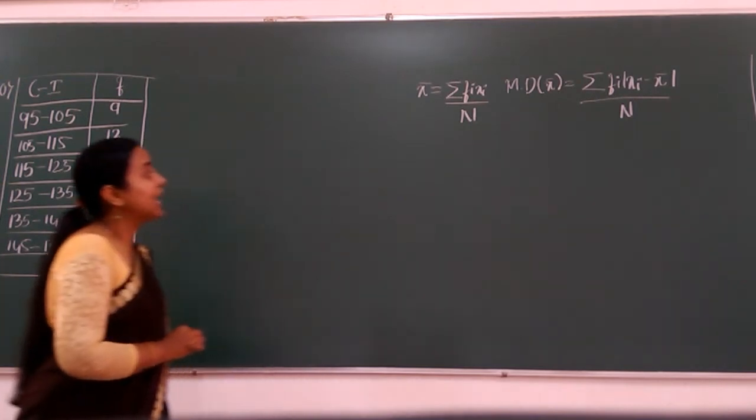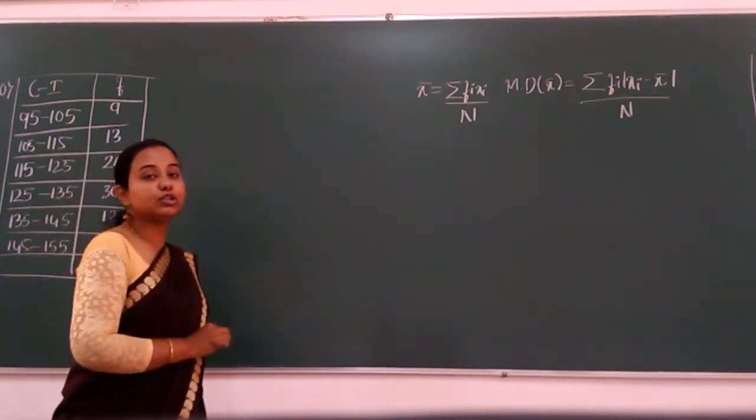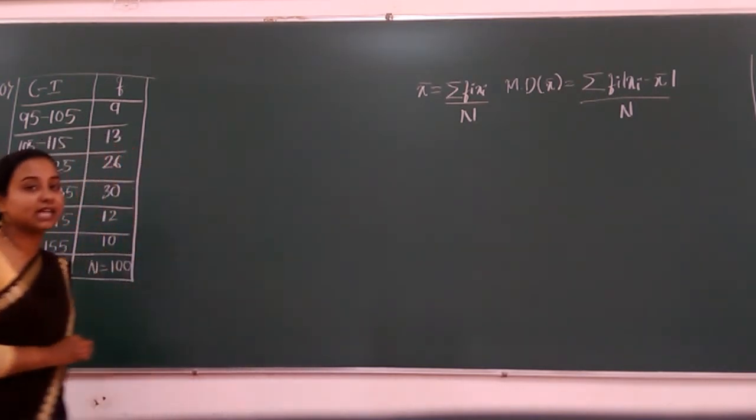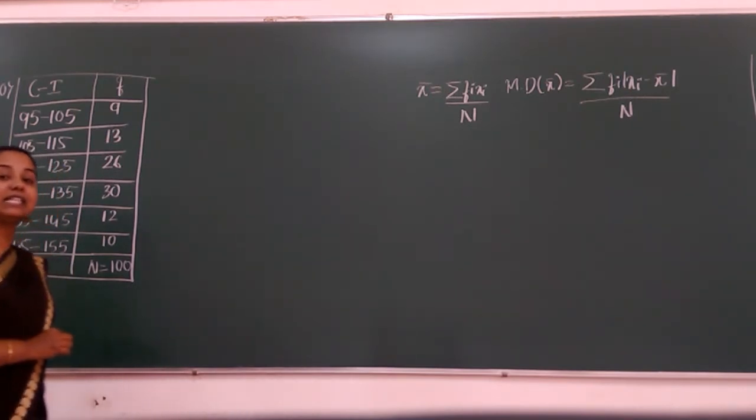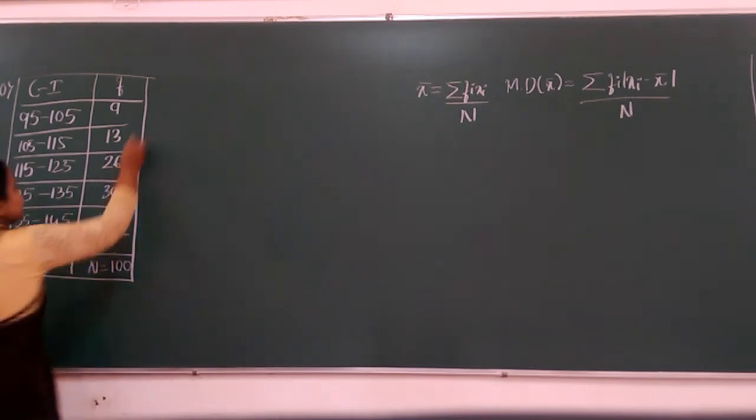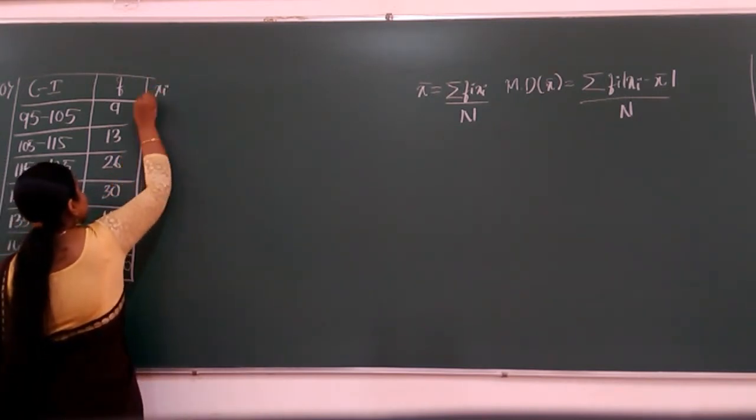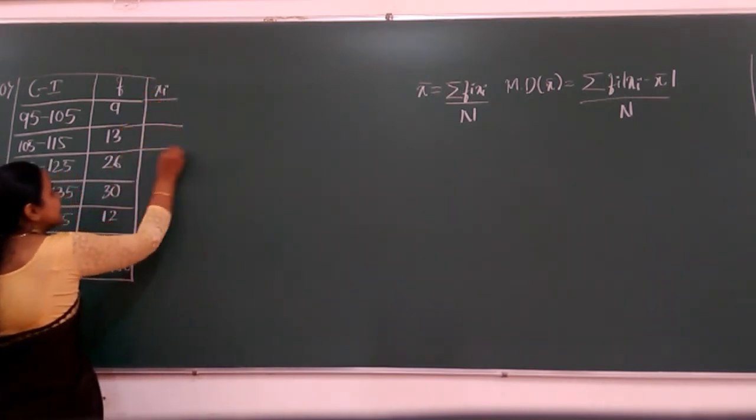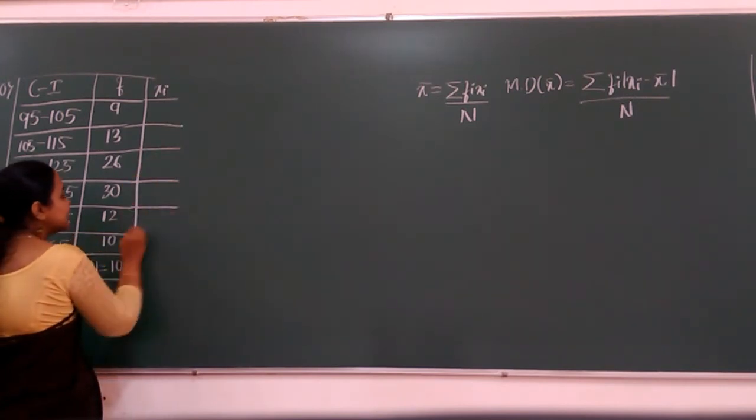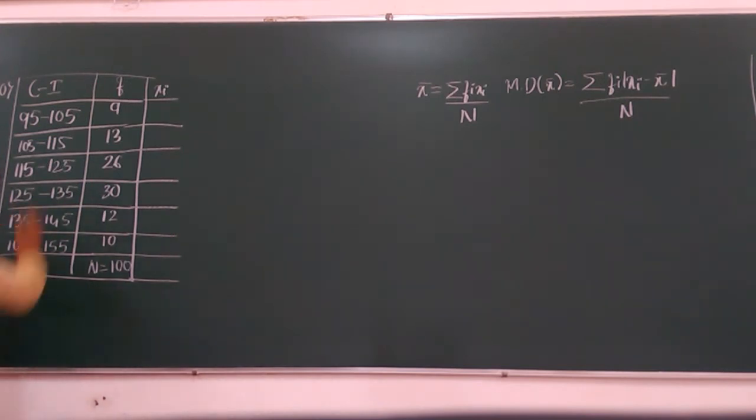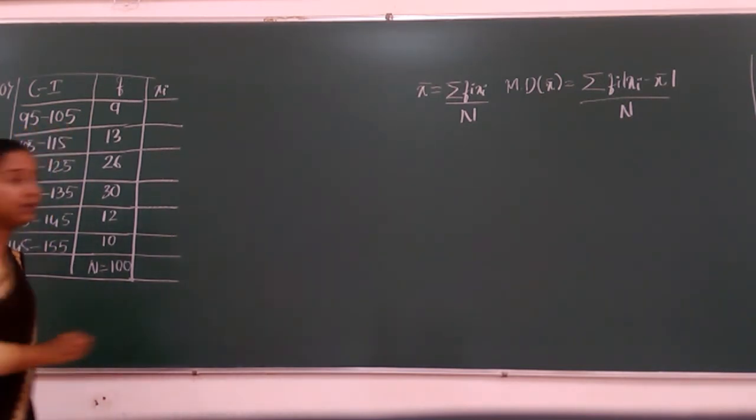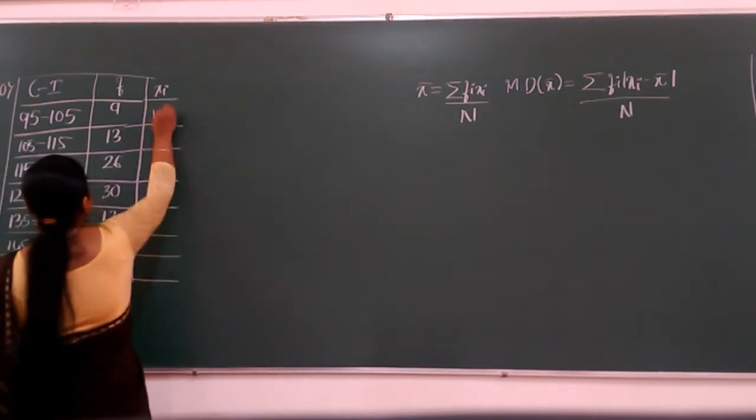Now to calculate the mean also, what should we have? We should have fi into xi, which is not there here. All the fi's are there, but the xi's are not there. So first let us calculate these xi's. As we already know, xi's are nothing but the mid values of these intervals. So for 95 to 105, the mid value will be 100.